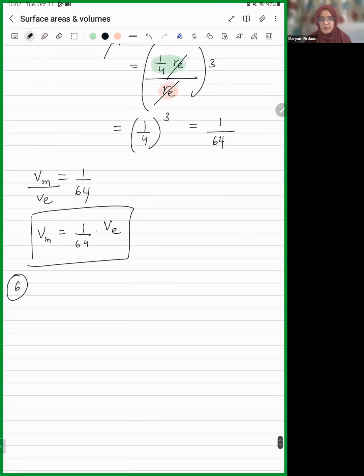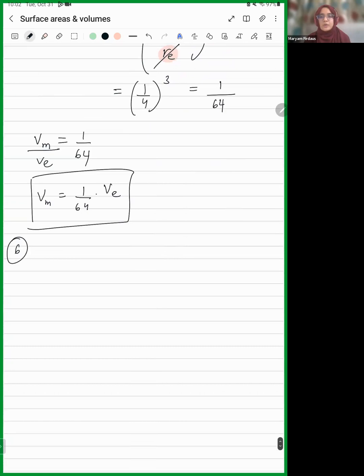Can you read it out, Avni? A hemispheric tank is made up of an iron sheet 1 centimeter thick. If the inner radius is 1 meter, then find the volume of the iron used to make the tank.